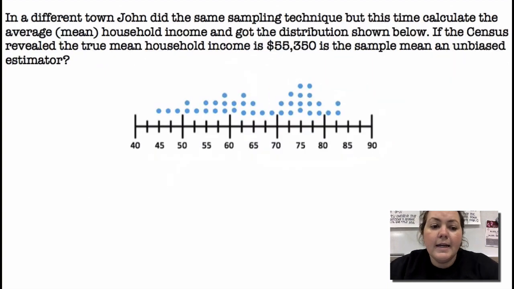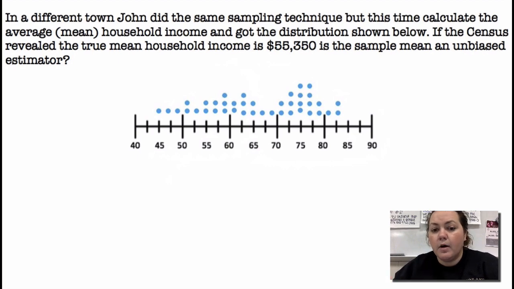In a different town, John did the same sampling technique, but this time he calculated the average, which is the mean household income, and got the distribution shown below. If the census revealed the true mean household income is $55,350, is the sample mean an unbiased estimator? Okay, so we have this sampling distribution. He went to 5 households, found the average this time instead of the median, the average household income, and put that as a dot on the number line.